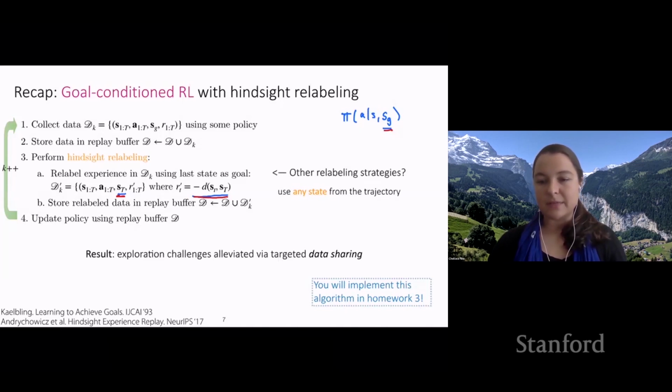Is asking, does relabeling significantly slow down the training process? It will increase your replay buffer size, but it won't necessarily slow down the process of learning in comparison to goal conditioned learning. And actually, typically it makes learning faster and more efficient because it helps alleviate exploration challenges by storing data of successes.